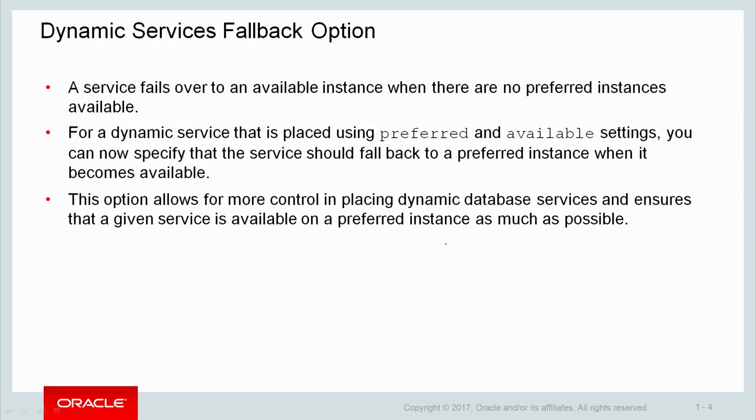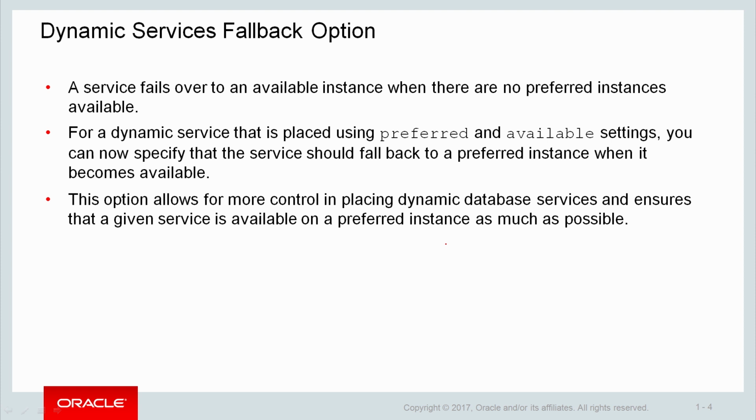Another new feature to do with services is the dynamic services fallback option. A service fails over to an available instance when there are no preferred instances available. And the most frequent question I get asked about this is, right, when a preferred instance is available now, do the services fail back? And the answer would have been no up until 19C. Because for a dynamic service that is placed using preferred and available settings, you can now specify that the service should fall back to a preferred instance when it becomes available.